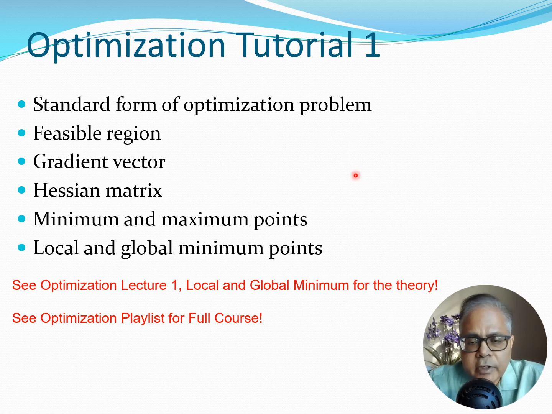So in today's tutorial we are going to focus on a few concepts. For example, the standard form of the optimization problem, what is a feasible region, what is the gradient vector, what is the Hessian matrix, what is minimum and maximum point, and what are local and global minimum points. These are also described in detail in optimization lecture 1. You can take a look at that.